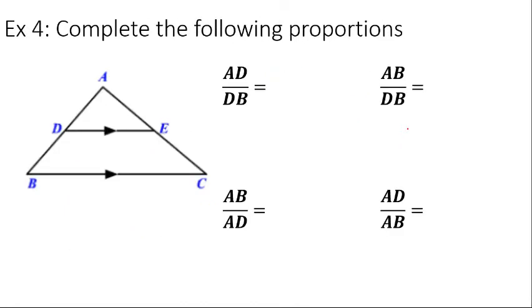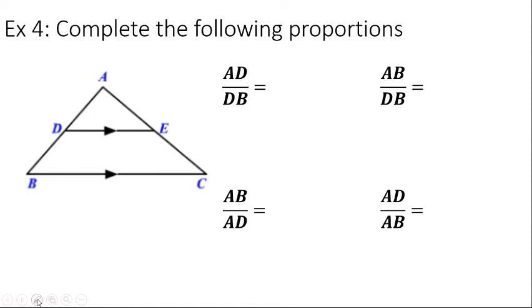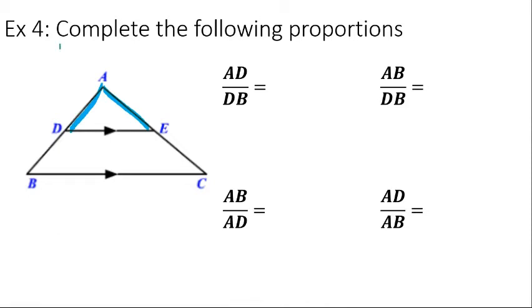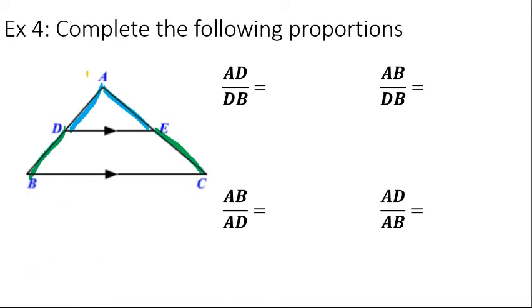Here, we're going to complete the following proportions. So let's first of all, let's figure out what parts go together. So my highlighter. So I know that this part goes together. And this segment go together. And the whole segment goes with the whole segment over here.